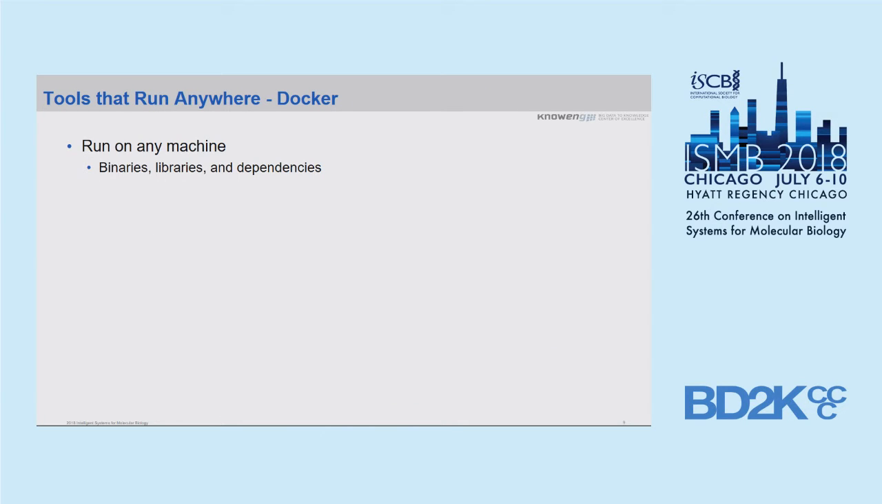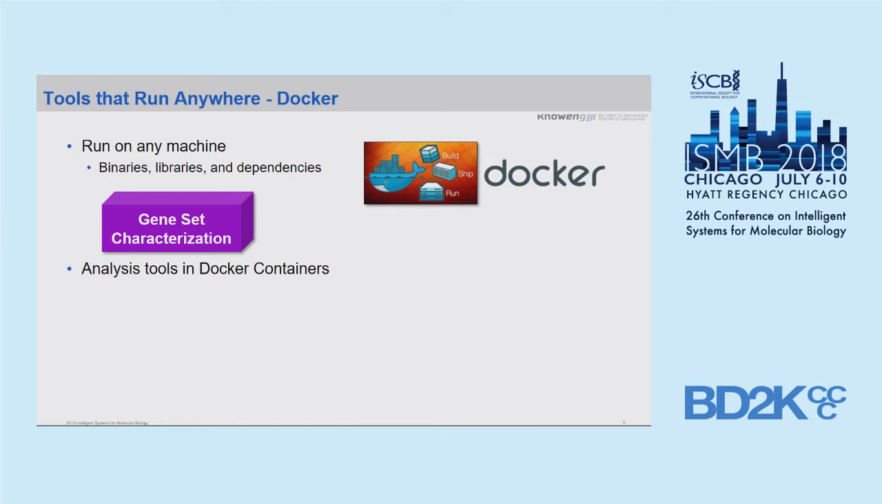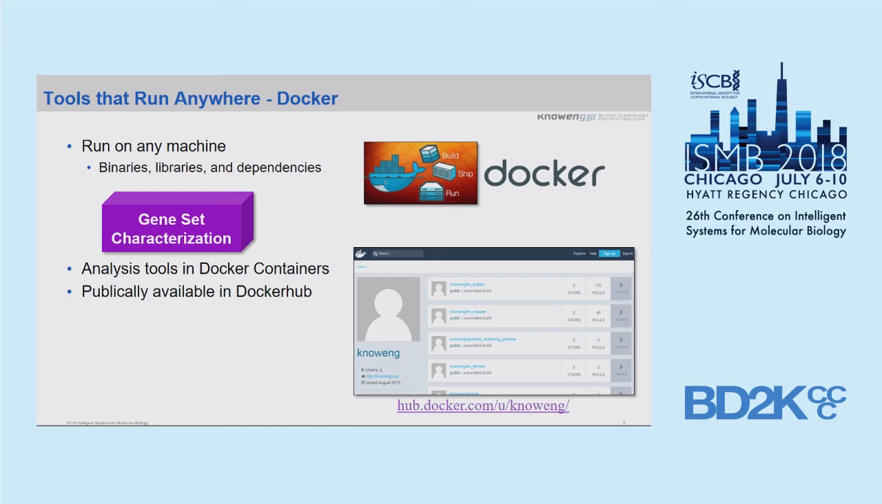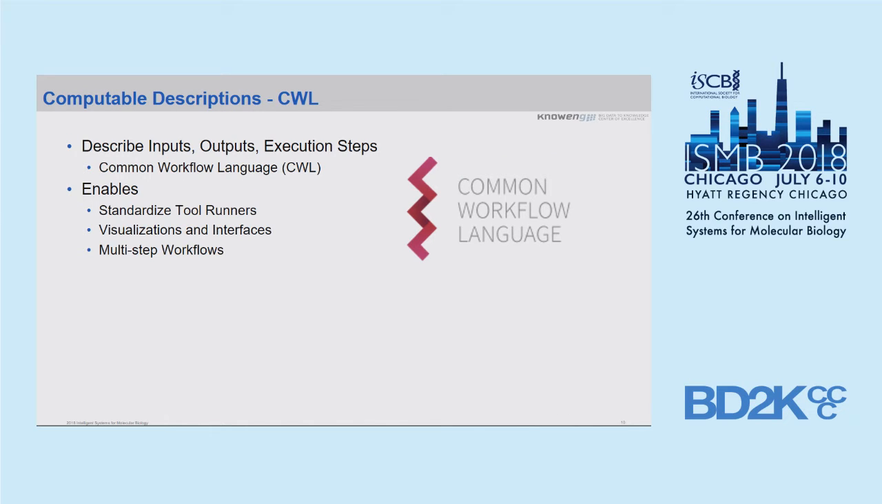And there are two technologies that we use to make this project work. One of them is Docker, which just enables your tools to be run on any machine anywhere. So it brings the binaries, the libraries, and the dependencies along with the tool inside Docker containers. And so gene-set characterization is one of our analysis tools. First, we must containerize it to do this import into the CGC. And all of our containerized tools are publicly available on a Docker image repository where they're versioned and then can be shared.